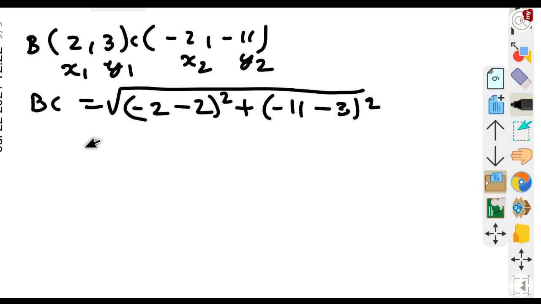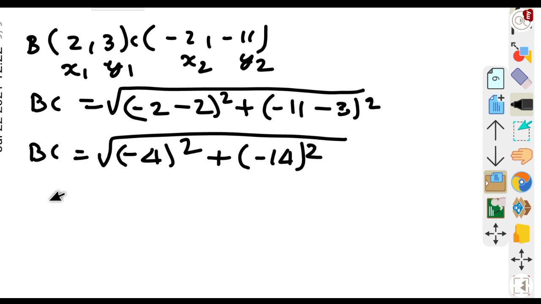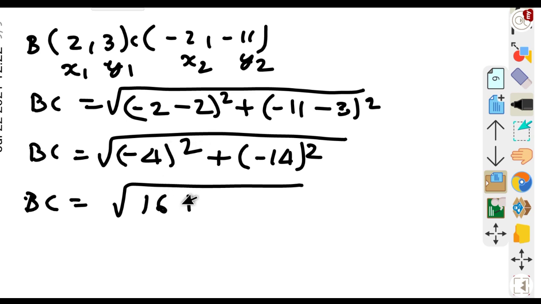Correct? So BC equals under root of, minus into minus will be plus, so you need to add 2 plus 2, which is minus 4 whole square, plus, here also minus into minus will be plus, so you need to add 11 plus 3 is 14. You apply the sign of the biggest number, so it's minus 14 square, correct? So BC is equal to under root of, any minus square will be plus, so 4 square will be 16 plus, any minus square will again be plus, so 14 square will be 196.